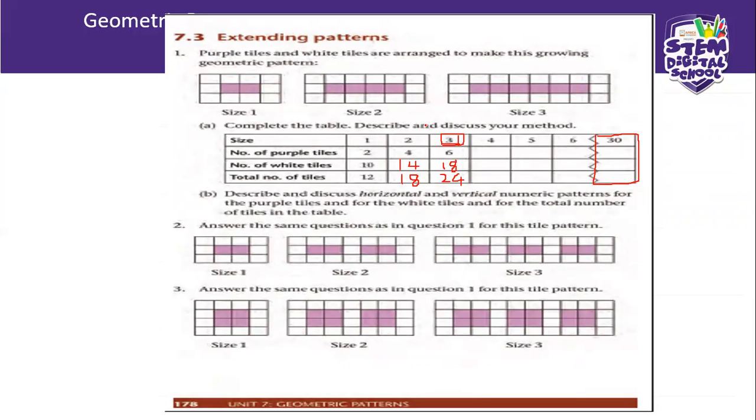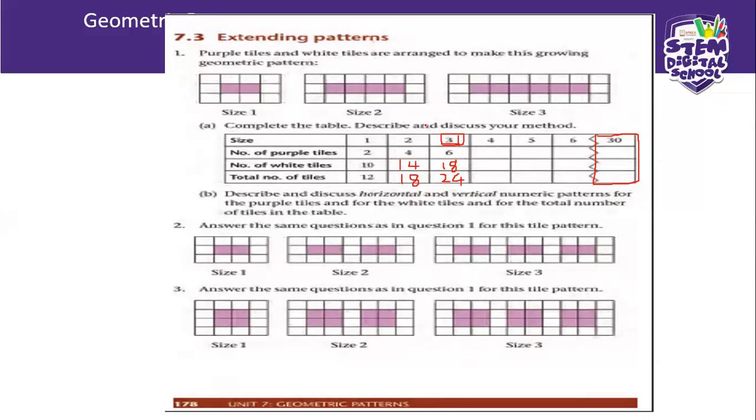All right. So how is the size number related to each pattern that you see there? How is the size number related? The relation is that they're all in the 2's timetable. Okay. All right.